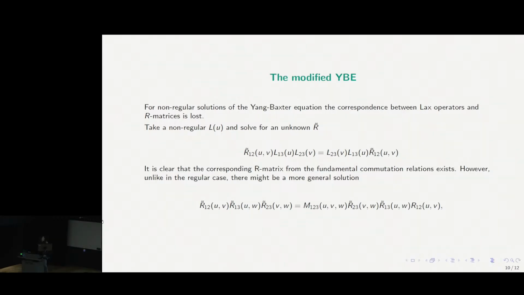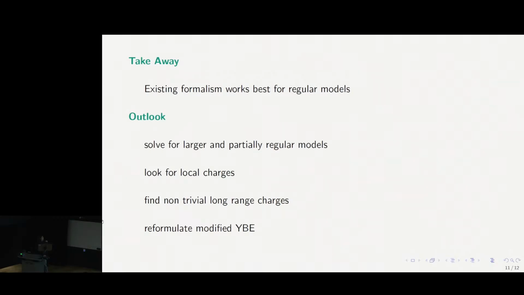So this brings us to my outlook and takeaway. The takeaway is that all the existing formalism works like a charm for regular models. We proved a lot of things that we have had a gut feeling would be true anyway, but we also showed that once things are not regular, all of this gut feeling kind of breaks down and proofs don't work anymore and relations don't work anymore.